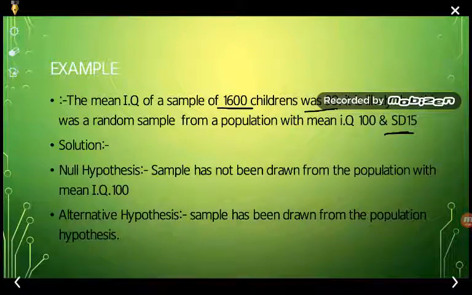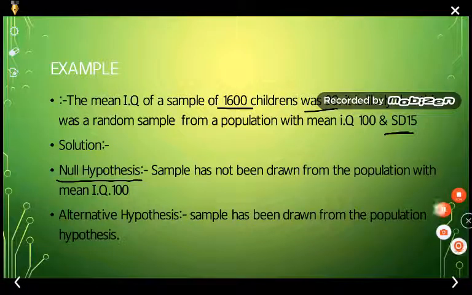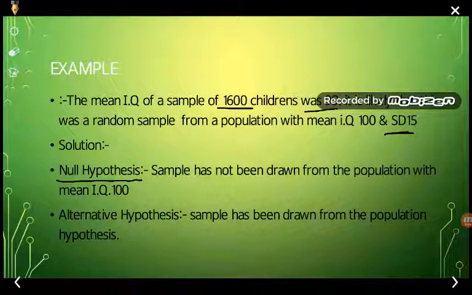So the first step in this example is that we have to set the null hypothesis. So what will be the null hypothesis? What we can write as the null hypothesis is that the sample has not been drawn from the population with mean IQ equal to 100. So there are two mean IQs, one is 100 and another is 99. So we know that the sample n is equal to how much?